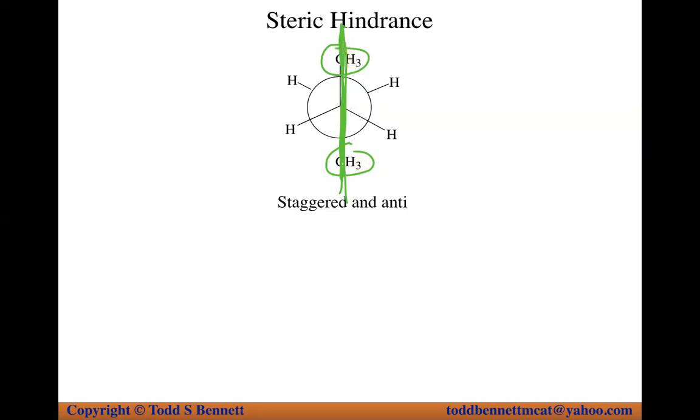Okay, so how do we draw it? I want to learn how to not only go from dash wedge, the stick figure drawings, to Newman, but I also need to go from Newman to stick figure. So it's important to know what's in the plane. As mentioned, the CH3s, the 2 carbons, and the CH3 are in the plane. So CH3 in the plane comes down to this carbon in the plane, this carbon in the plane, and this carbon in the plane.